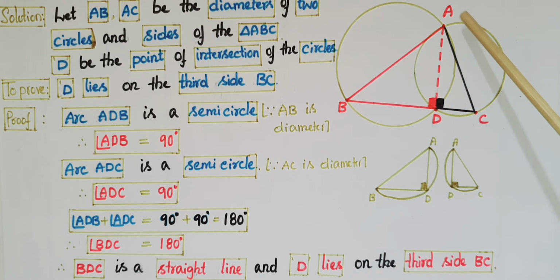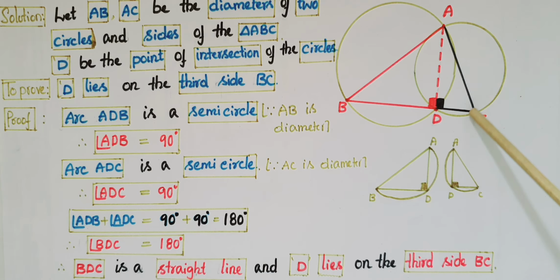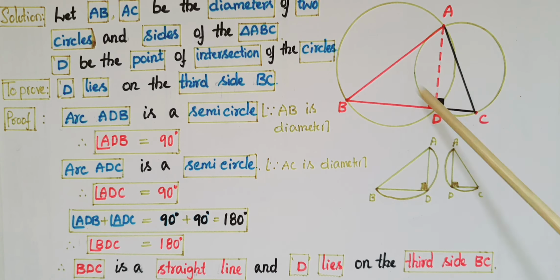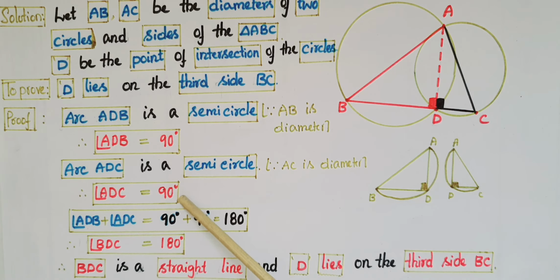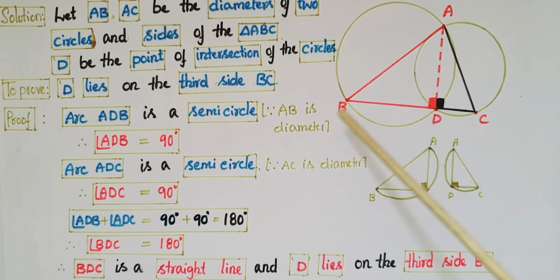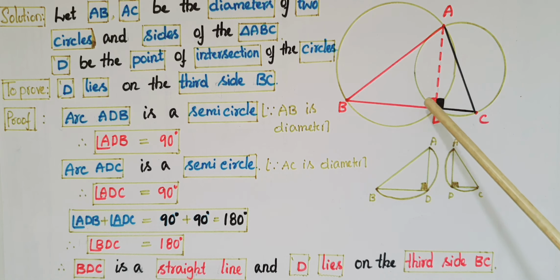And similarly, if you take ADC, this arc, then it is also a semicircle. So arc ADC is a semicircle because AC is a diameter here. So angle ADC is equal to 90 degrees. If you add these two angles, angle ADB plus angle ADC is equal to 90 plus 90, that is 180 degrees. So angle ADB plus angle ADC is nothing but angle BDC, this angle. So angle BDC is equal to 180 degrees. So if an angle is 180 degrees, then we can say that that is a straight line. So BDC is a straight line, and D lies on the third side BC.